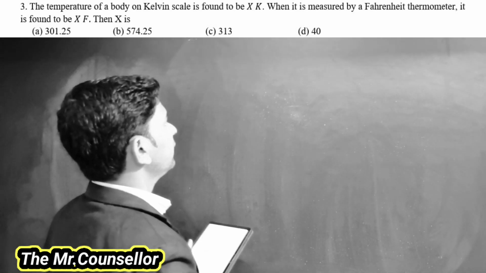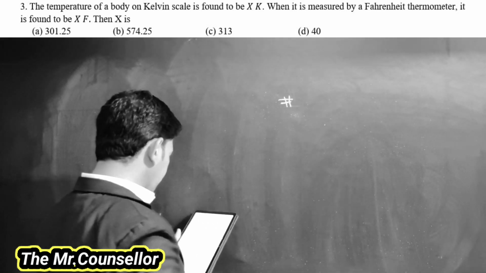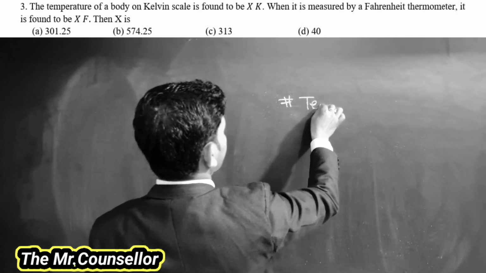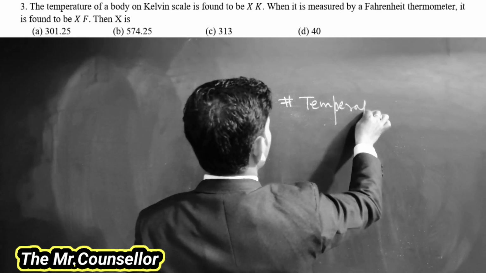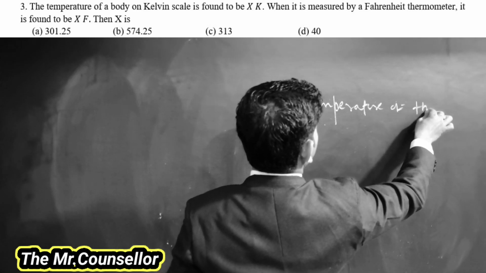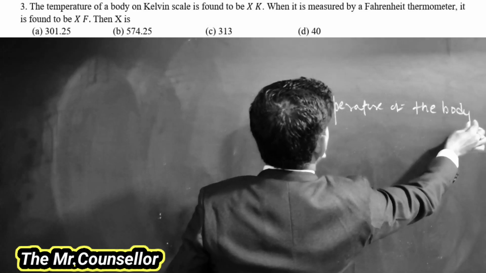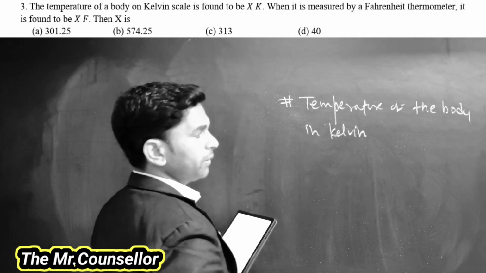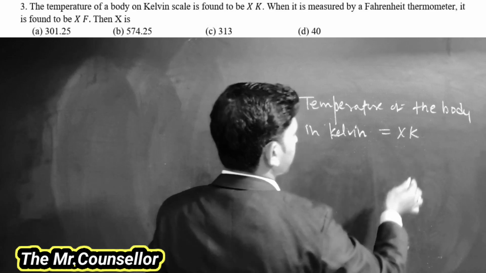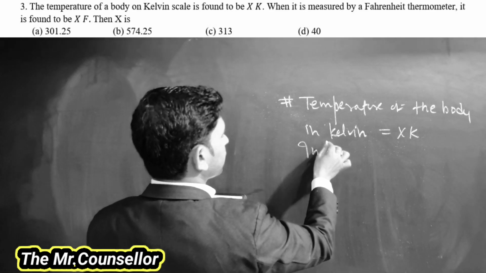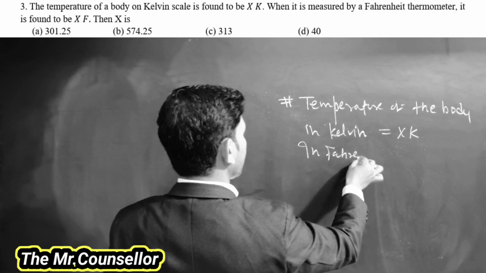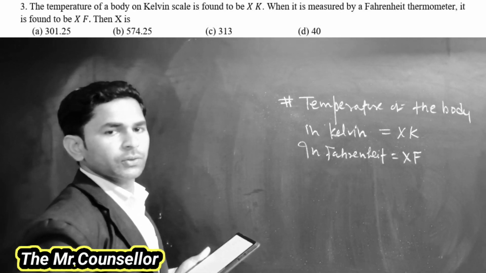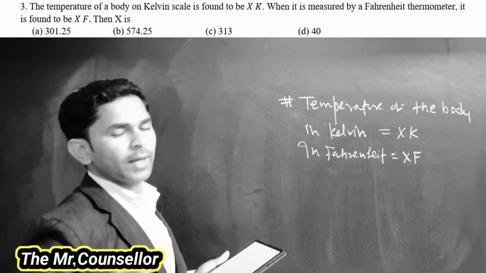First, what is given here? The temperature of the body in Kelvin is given, X Kelvin. And in Fahrenheit also given, X Fahrenheit. So they are asking what is the value of X.